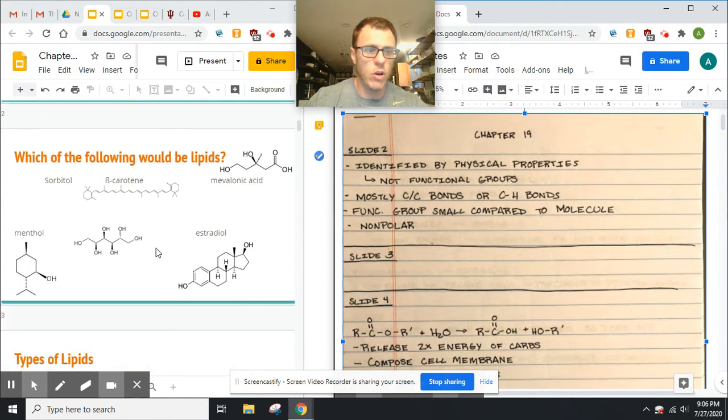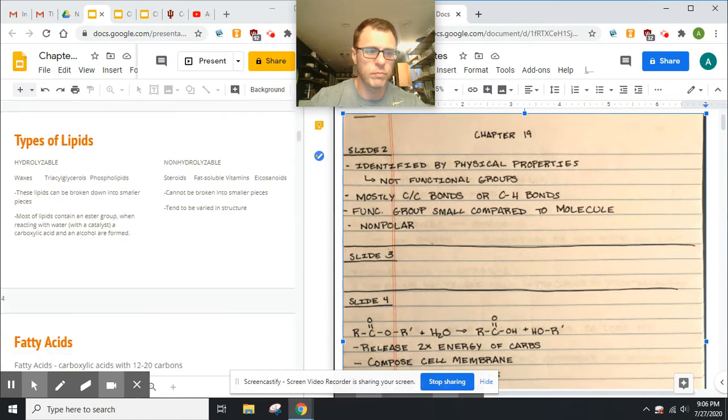So let's move down. Which of these are lipids? And there's two of them. We have estradiol here and beta carotene. Both of those are considered lipids. Although menthol looks like it could be a lipid because it probably doesn't dissolve really well in water, it's actually not that large. Beta carotene and estradiol are much larger. So these don't dissolve in water.